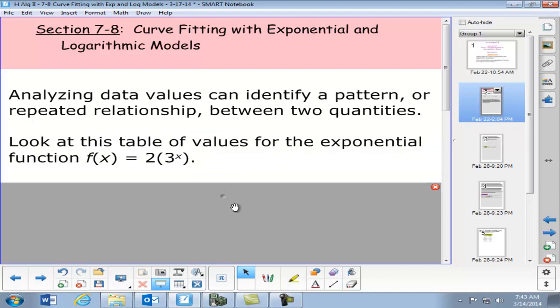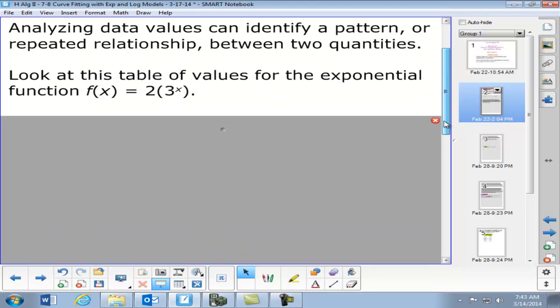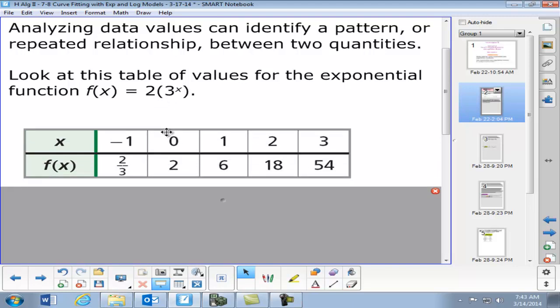Look at the table. For the values of the exponential function, f of x equals 2 to the 3x. Hopefully you guys are looking at this and saying, is this a growth or decay? It's a growth because this number 3 is bigger than 1. And what is the y-intercept? The y-intercept would be 2. So you can see that in the table of values, the y-intercept is 2. And as we continue down our x-axis, the values get bigger. So it is an exponential growth.